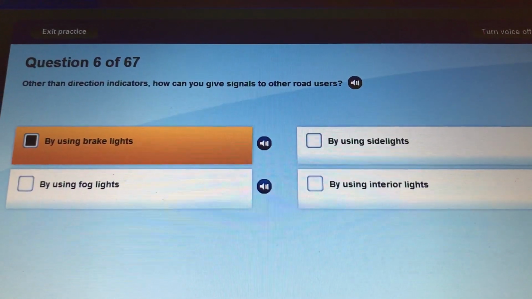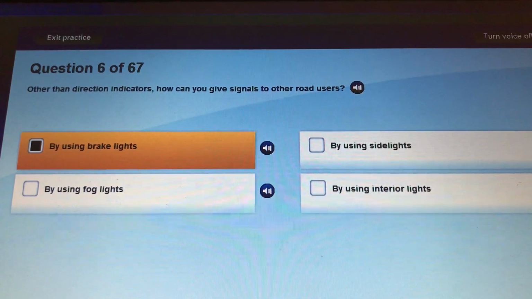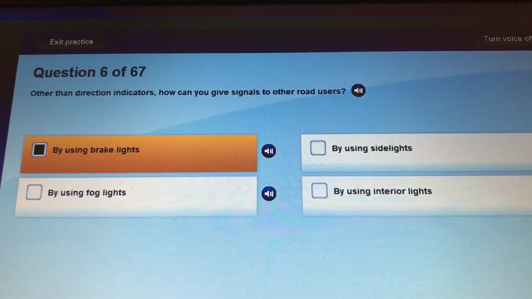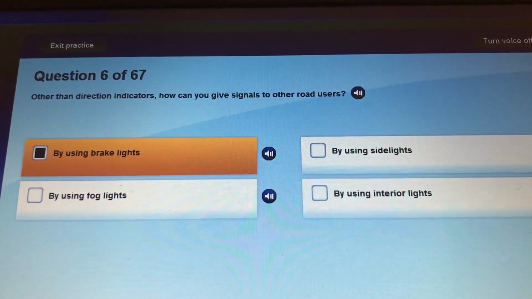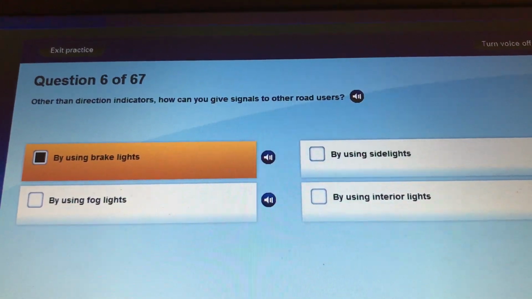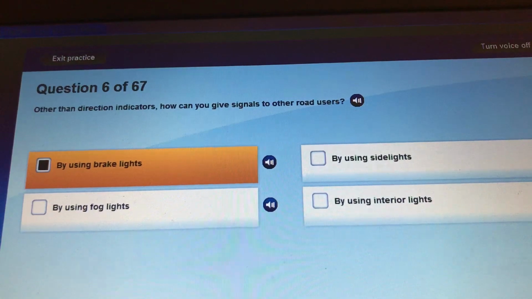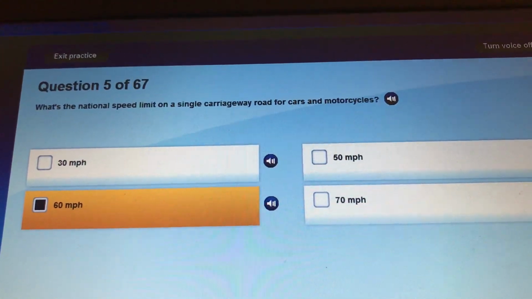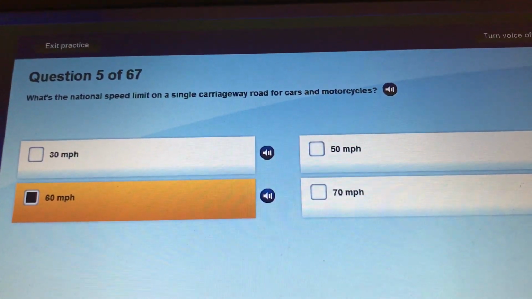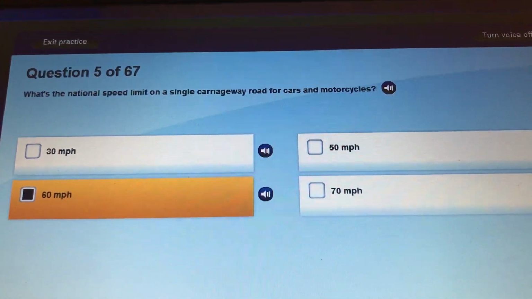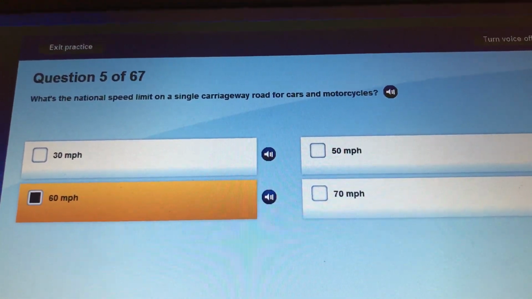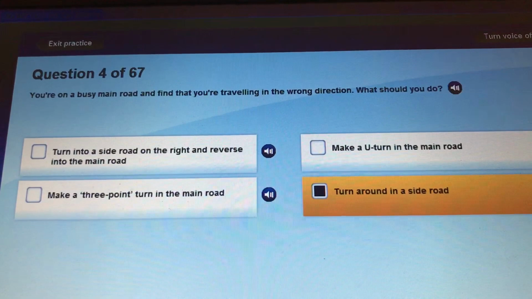When you press the foot brake pedal, the brake light appears at the rear of the vehicle, and drivers understand that you are slowing down or stopping, so brake lights. National speed limit on a single carriageway for cars and motorcycles, 60 miles per hour.